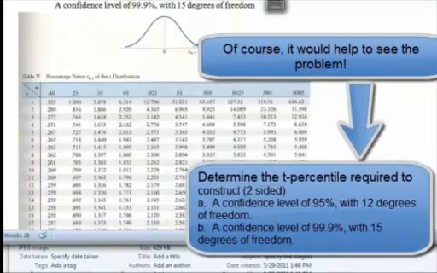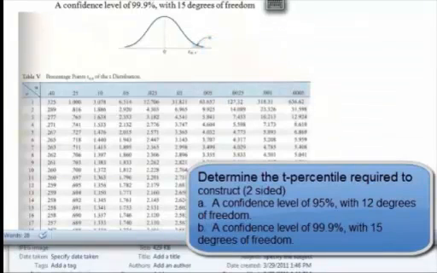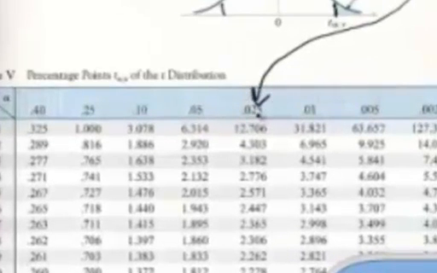So now let's look at a problem in which we're required to determine the t percentile required to construct two-sided confidence levels of 95% with 12 degrees of freedom. So that's the first one we want to do. A confidence level of 95% means, and remember it's two-sided, that alpha is 5% essentially. So because it's two-sided, it's going to be 0.025 here. So we go down, there we go, there's 0.025.